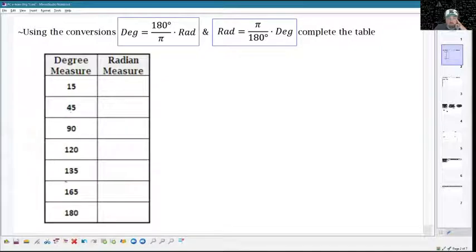If I have 15 degrees, how do I turn 15 degrees into radians? Well, which one of these do I want to use? Do I want to get degrees or do I want to get radians? I want to get radians, so I want radians to be by himself. So this is the one that I want. For this table, I don't want that one yet.